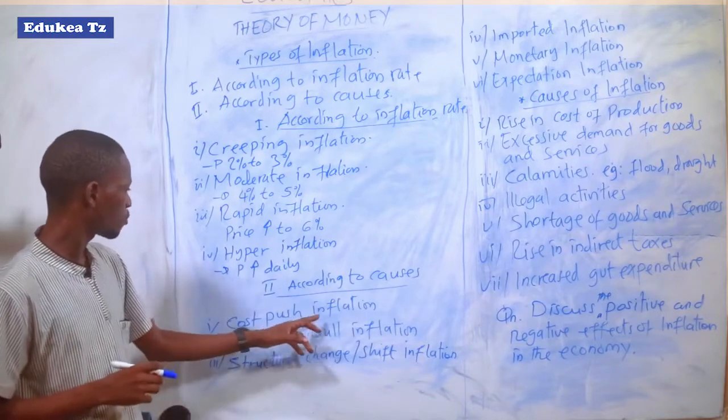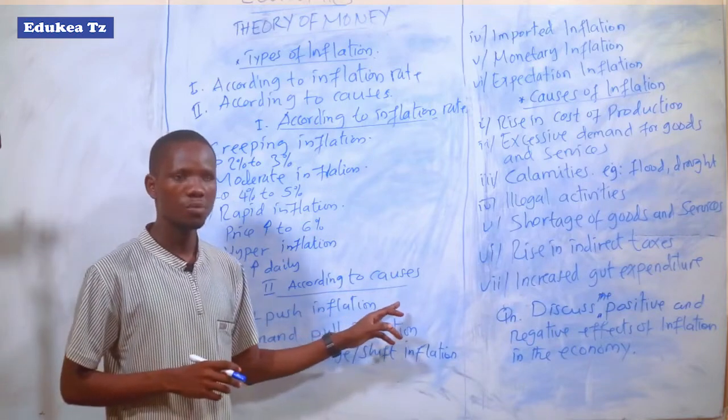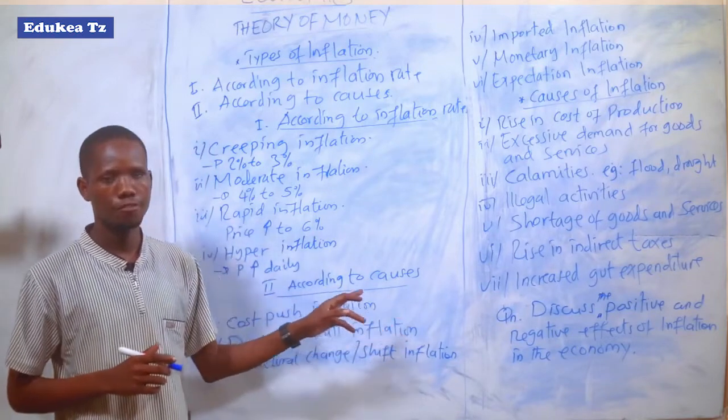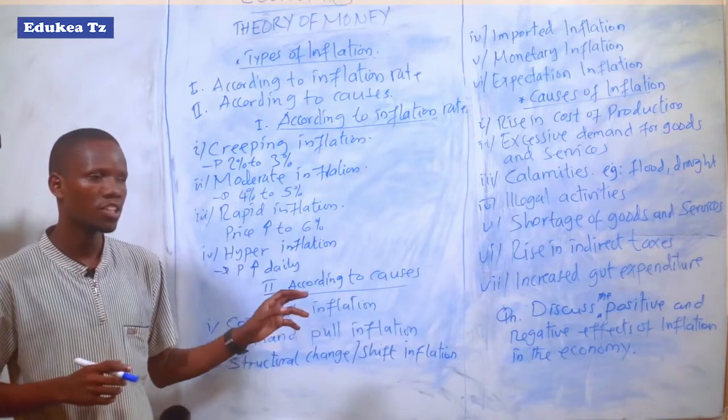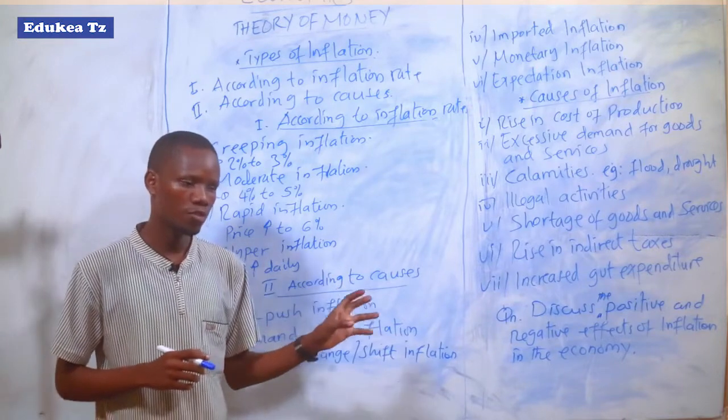Now let's look at types of inflation in the second part, which is according to the causes. We have cost push inflation. This cost push inflation is a type of inflation which is led by the increase of the cost of production.